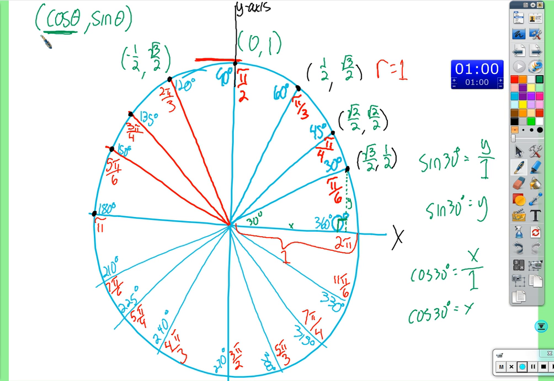Over 2. Okay, so we can follow this pattern, but let's do it for 135. Where is this point? Negative root 2 over 2, right? It's an exact mirror image of this point right here, so it would be negative root 2 over 2 in the x direction, and still positive root 2 over 2 in the y direction. We can follow that pattern, reflecting into the proper quadrants and fit all of these in, and that will be fine.